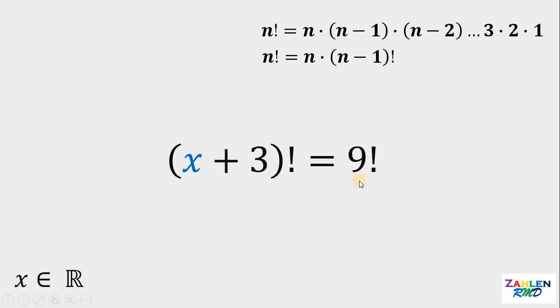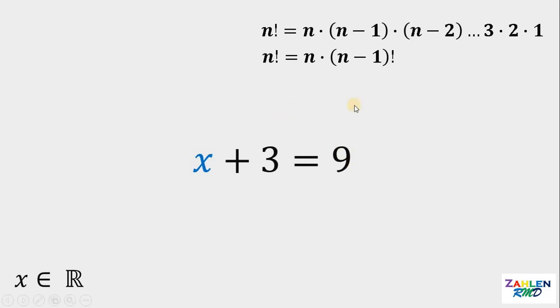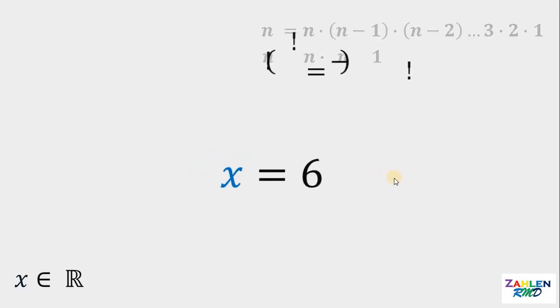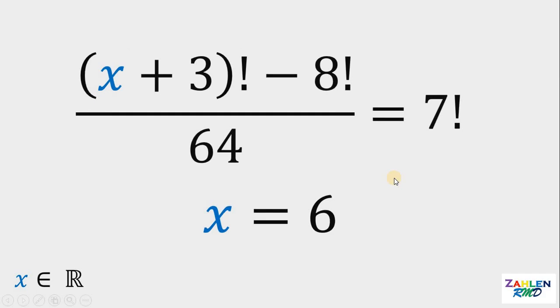Now, since they are equal, we can say that x plus 3 must be equal to 9. If we subtract 3 on both sides, 9 minus 3 is just 6. Therefore, the value of x in this equation must be equal to 6. And as always, we are done.